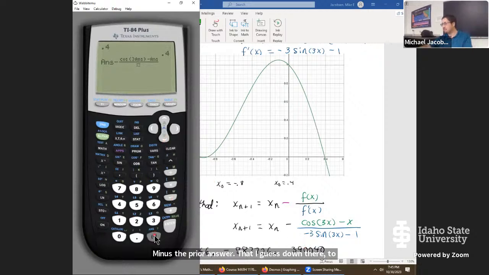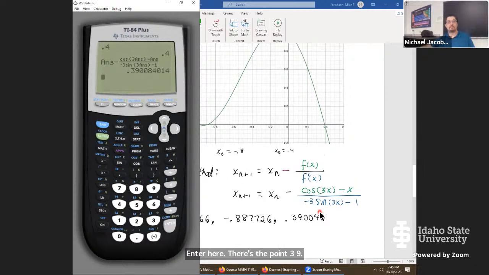Then minus 3 sine. Oh, almost made a mistake. 3 times the prior answer again. Only trouble is those are tinier pixels, I guess, but if it's right in front of you, that's not an issue. Minus 1. And I think that should be it. Does that look right to folks for that entry? Awesome. Hit enter here.